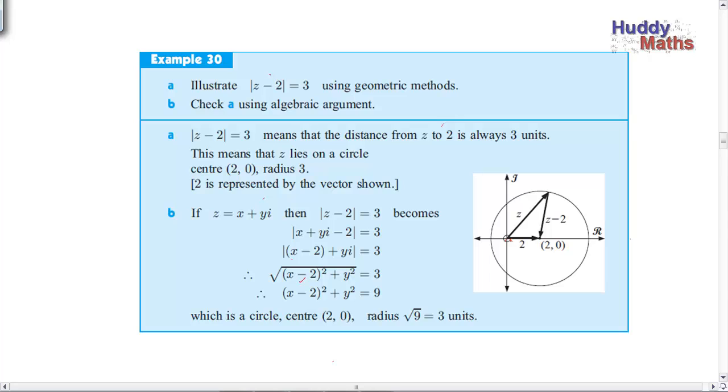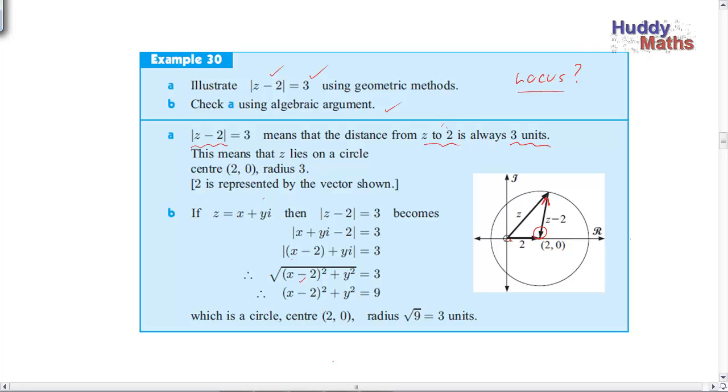Here's an example. Illustrate the size of z take 2 is 3. Where would you look for z if you were told that? And you then use an algebraic argument. From what we've said before, this is the distance of z. The distance from z to 2 is always 3 units. But what's z take 2? The distance from z to 2, but we're going to look at the other way, because that's not right there, it's got to be up here. z take 2 is going that way. So that's going to give us our tool.